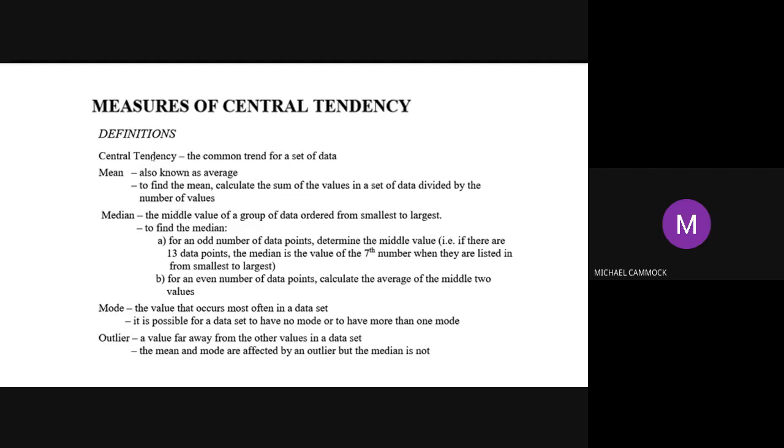So if you look at the definitions on the screen, it says that central tendency is the common trend for a set of data. So it's not the highest mark that you got or the lowest mark that you got. It's something that's kind of in the middle between those two. That's what central tendency is.